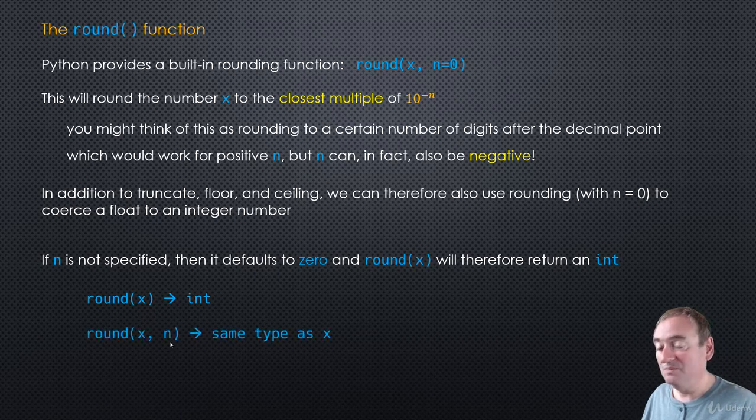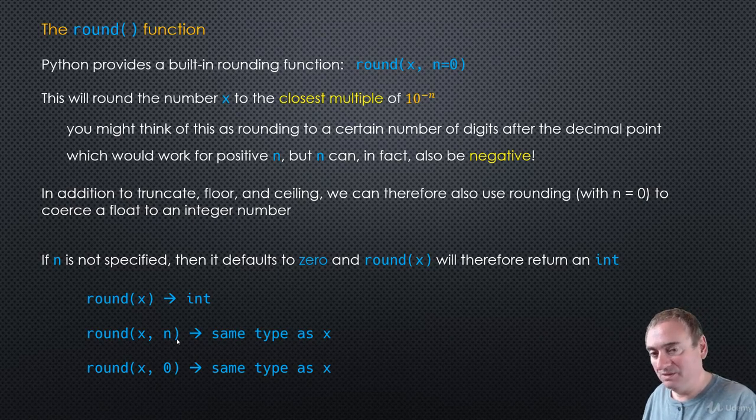However, if you actually specify n, then you'll get the same type that you used to call in. So if x was a float, we'll get a float back. If x was an int, we'll get an int back. Of course, you probably wouldn't pass in an int with an n that's positive. It doesn't make sense. But you might want to pass an int with a negative number n, right? And we'll see examples of that later, what that means.